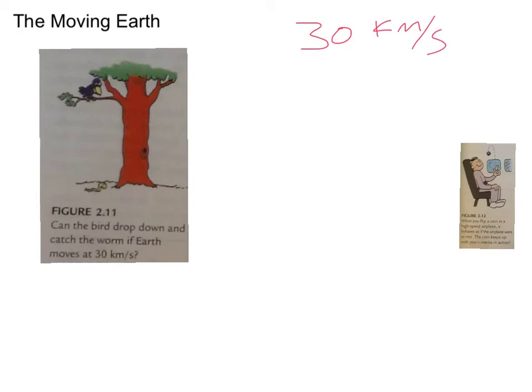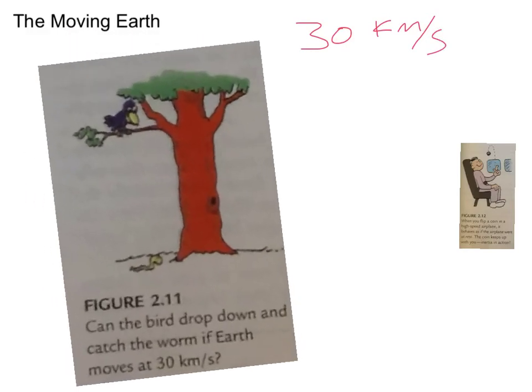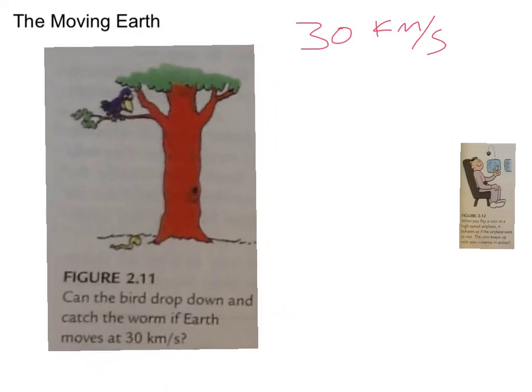So the stationary Earth people posed this argument: if Earth were moving, how could this bird possibly drop out of this tree and catch this worm if Earth is moving at 30 kilometers per second? They figured if this bird starts dropping down, by the time it reached the ground to get to the worm, the bird would be many kilometers away from where it began.